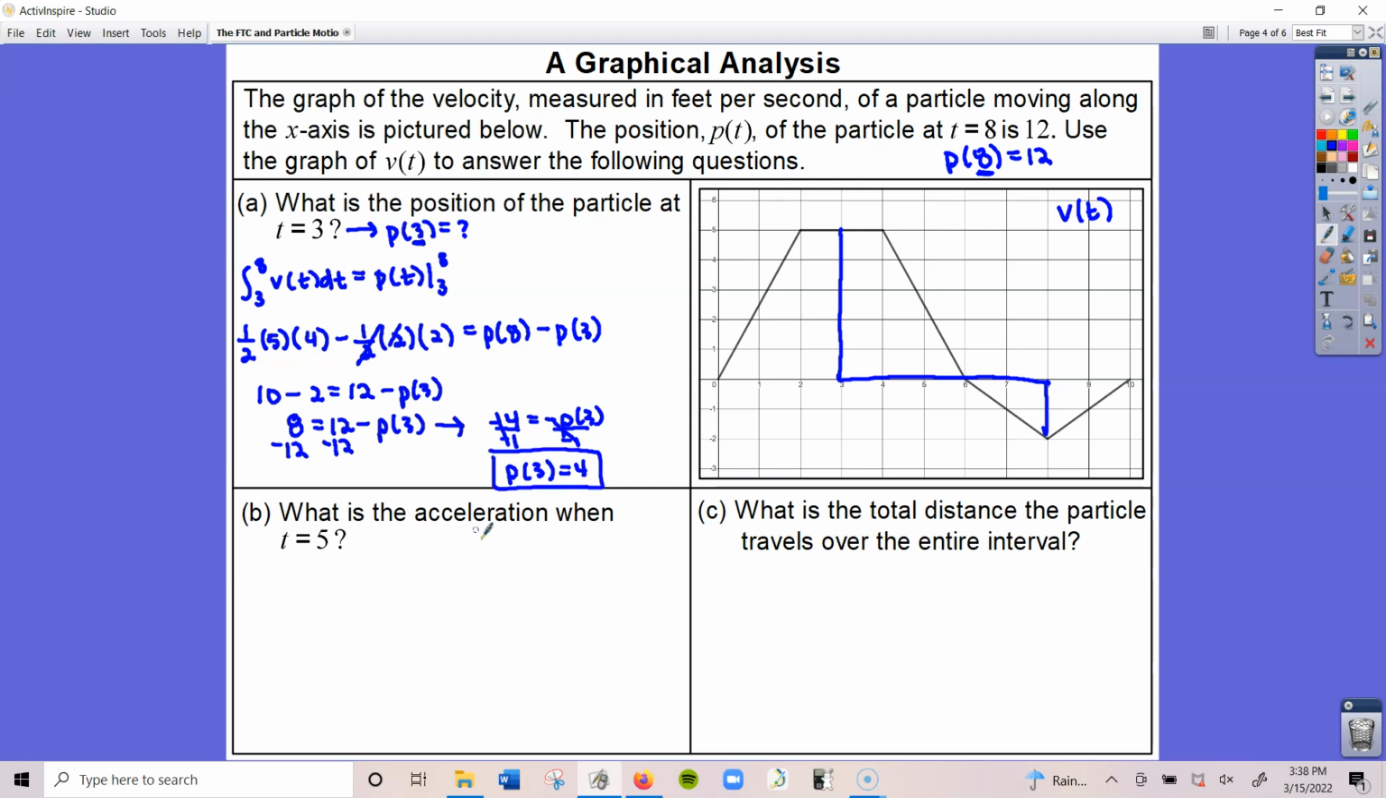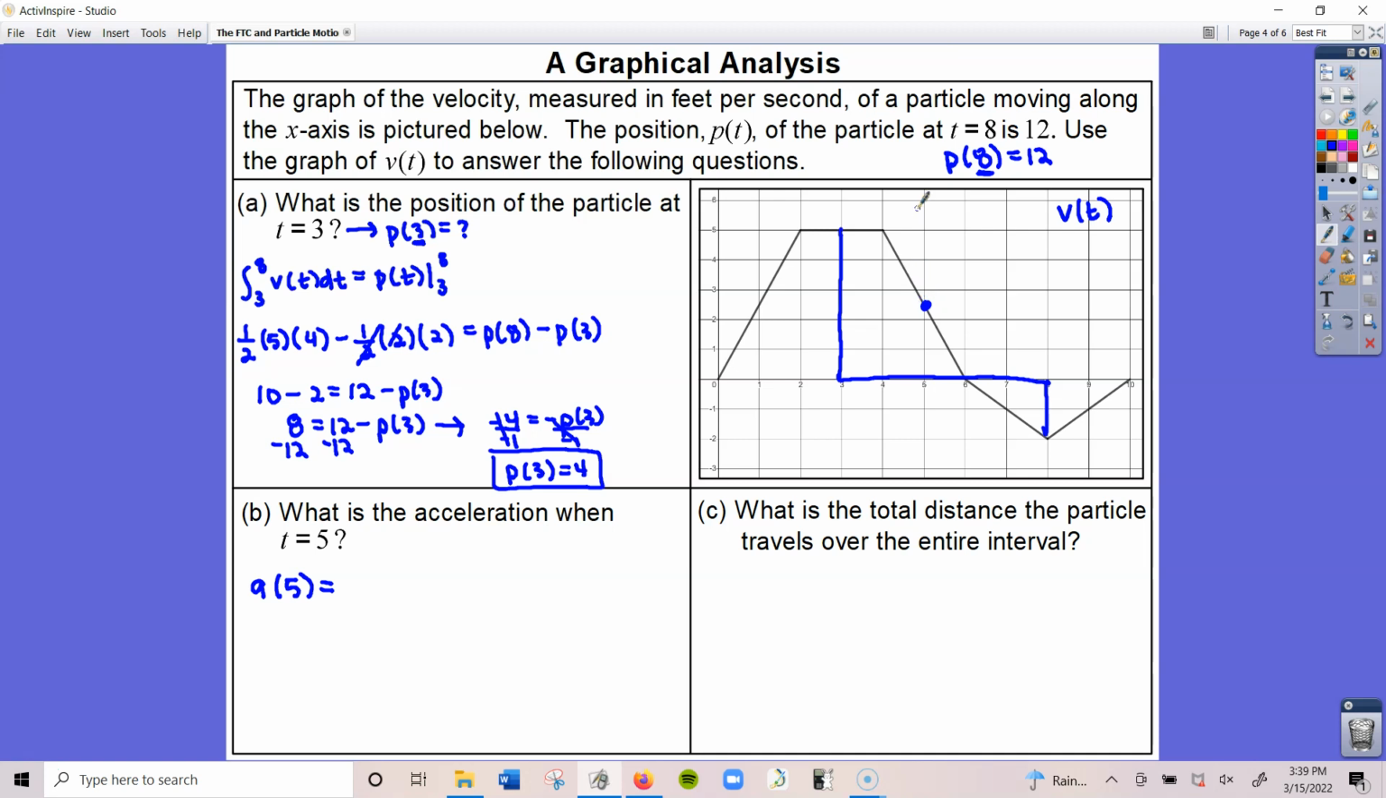For the next question, what is the acceleration when t is equal to 5? Now, acceleration is the derivative of velocity. So now, instead of going backwards, we're going to go forward by taking the derivative. If I want the acceleration, so a of 5, since I don't have an equation, but I do have the graph, I see that a of 5 is right here. So I'm going to have to find the slope of that line.